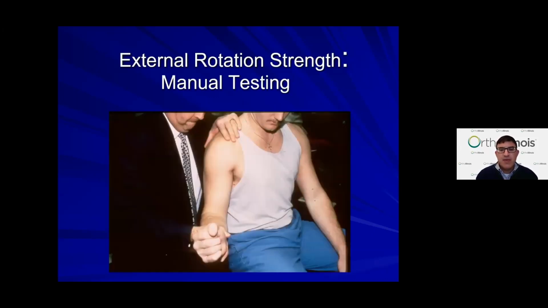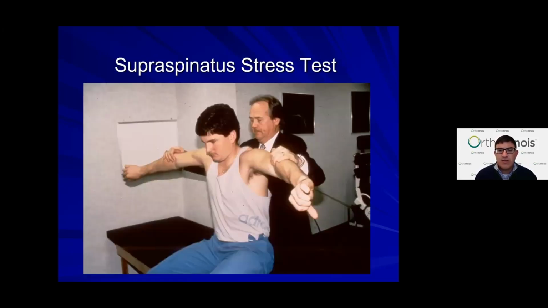So this is me testing someone's external rotation strength which is testing the supraspinatus. This is testing a specific muscle, the supraspinatus. We call this like the flying wing, or kind of like for an Eagles football game, fly, Eagles fly. This is a test where we have them put their arms out to the side and turn their thumbs down to the ground.